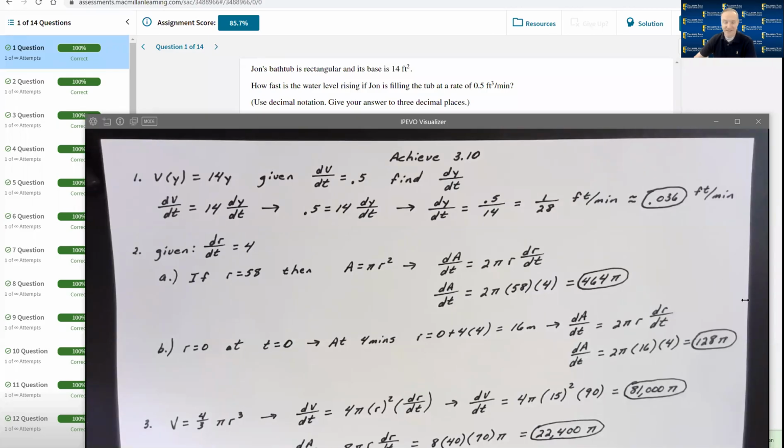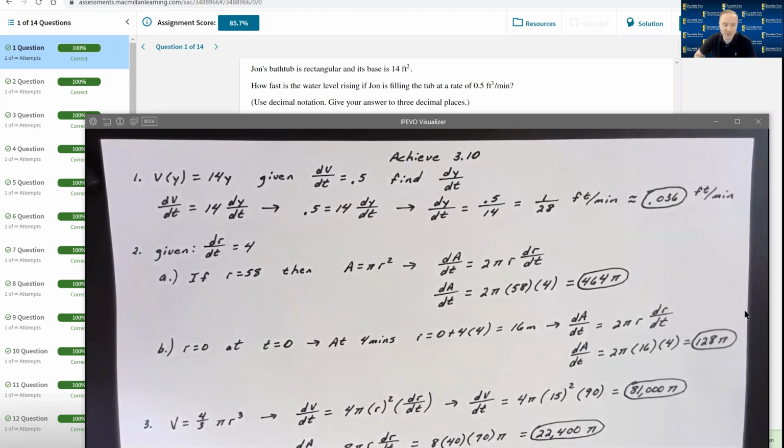Hi everyone, let's take a look at the related rates section, section 3.1. There's really not enough word problems assigned in Achieve for my liking in this section, but we'll make the best of the few problems, well, the 14 problems that are assigned.